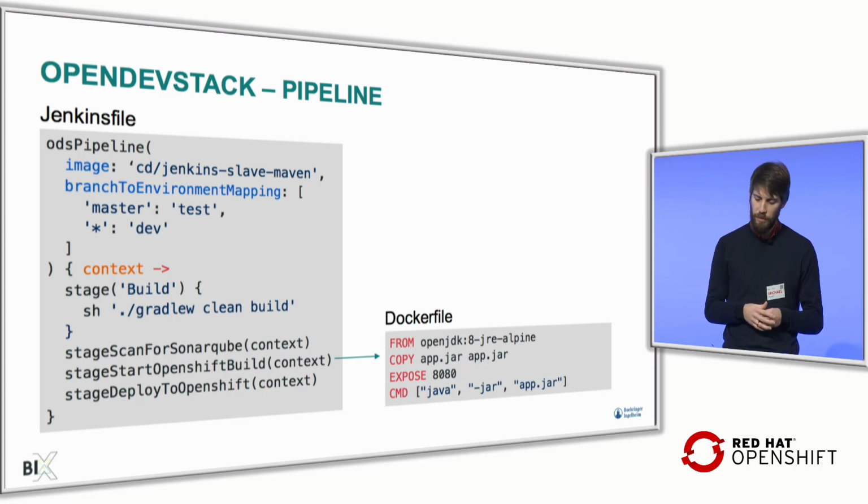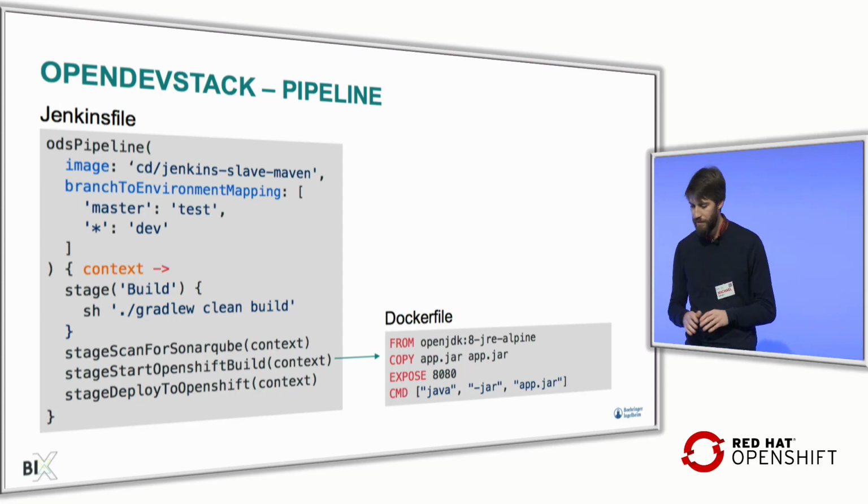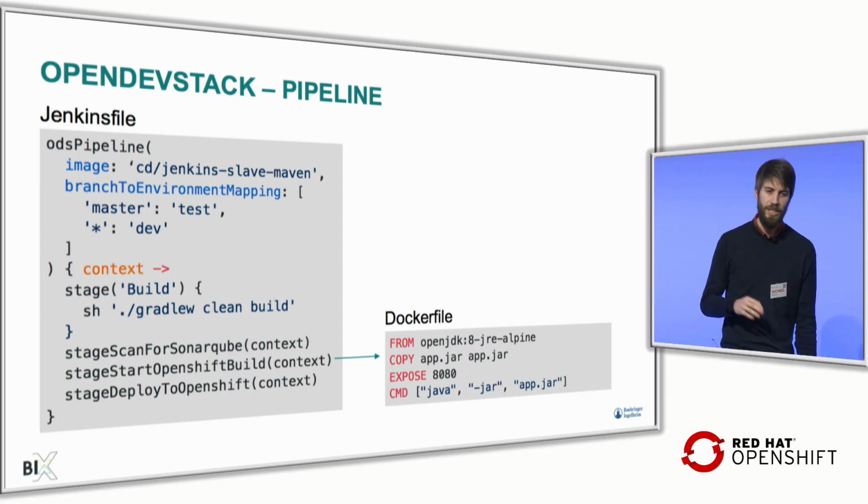Then it starts the OpenShift build and will deploy to OpenShift. Starting the OpenShift build means triggering the build config, which references the Dockerfile in the same repository. And this is a very simple example of how a default application could run.